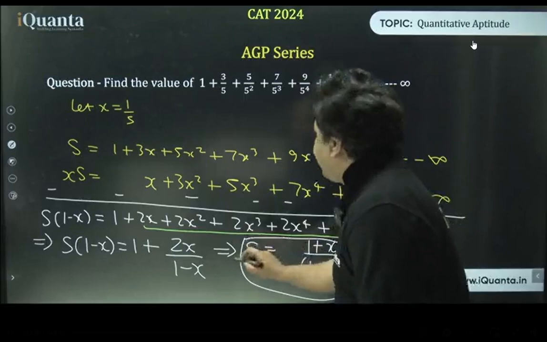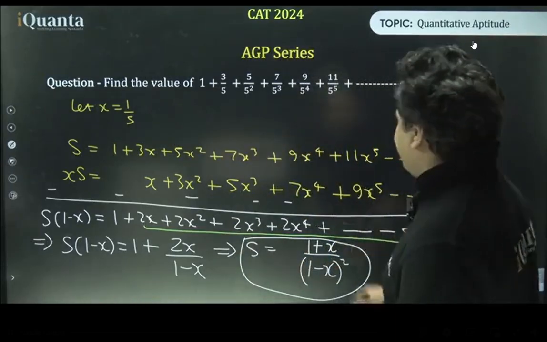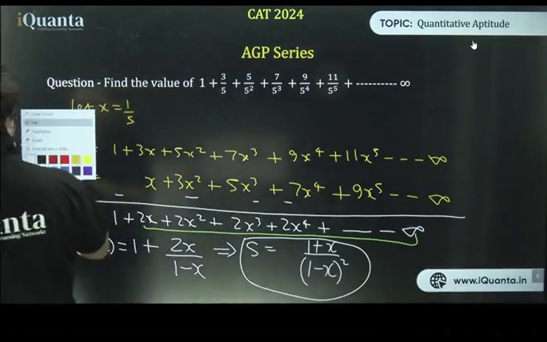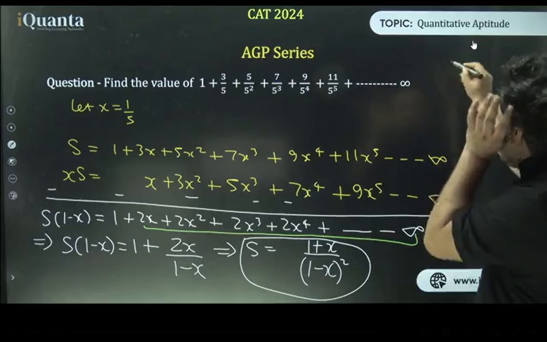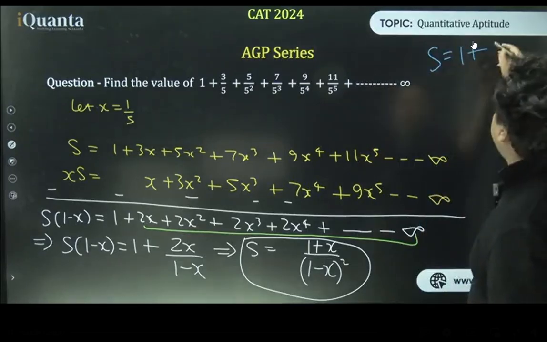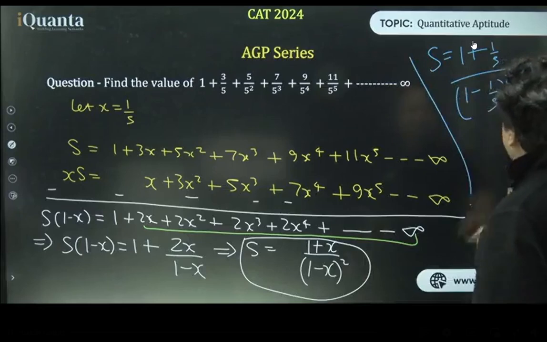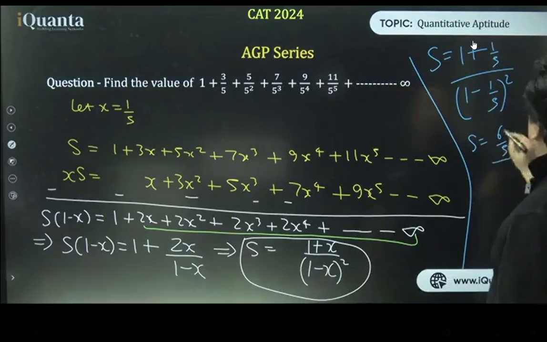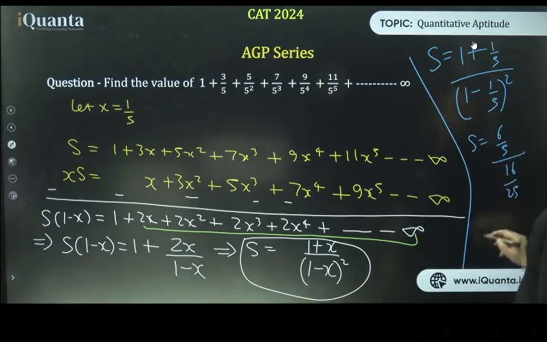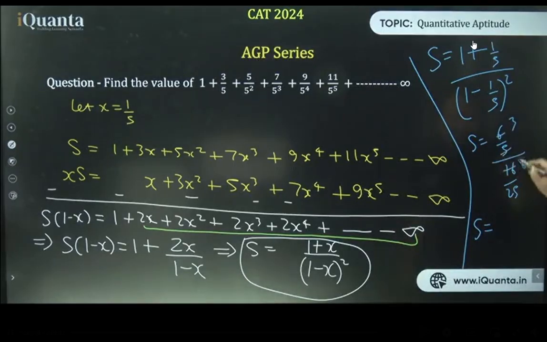And now let's bring back that x over here. Put x is 1 by 5 and get the answer. I'll do it here. S is equal to 1 plus x, x is 1 by 5, whole upon 1 minus 1 by 5 the whole square. That's what we have. So S is 6 by 5, whole upon 16 by 25. Isn't it? Right? ये 2 3s are 6, 2 8s are 16, 5 5s are 25. So answer is 15 by 8.